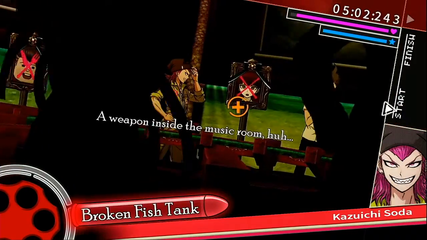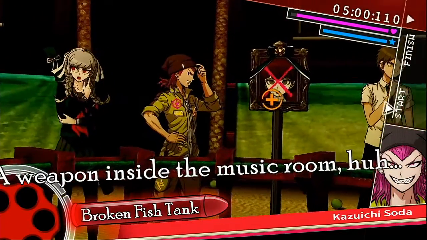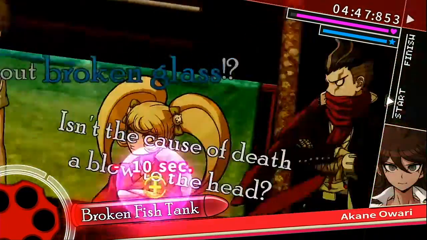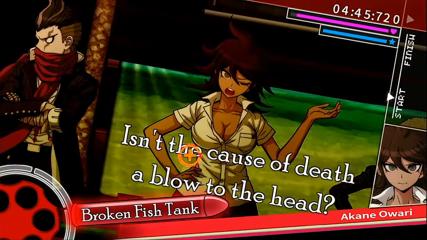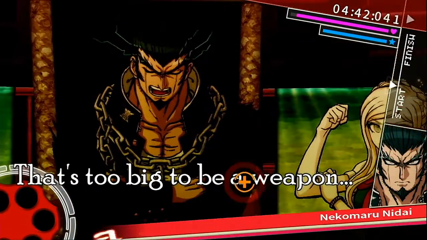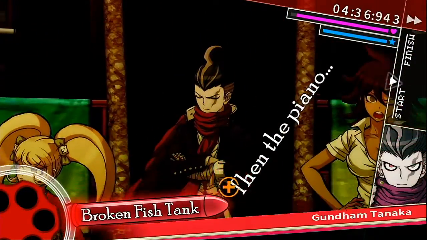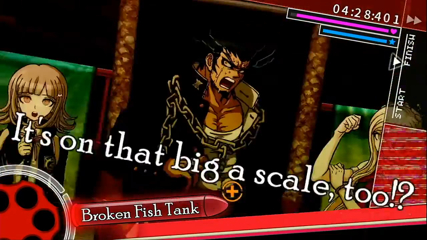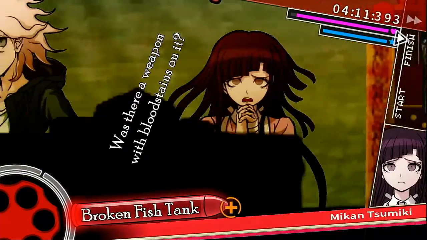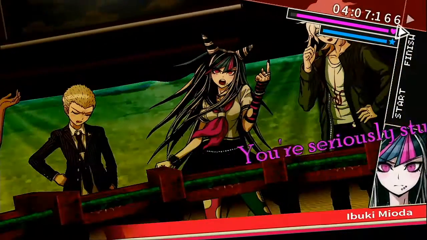A weapon inside the music room, huh? What about broken glass? Isn't the cause of death a blow to the head? Then she attacked her with the fish tank. That's too big to be a weapon. Then the piano. Why are you going even bigger? How about beating her with gravel? If it's a weapon that was used, it should have had bloodstains. She beat her to death with her fists!